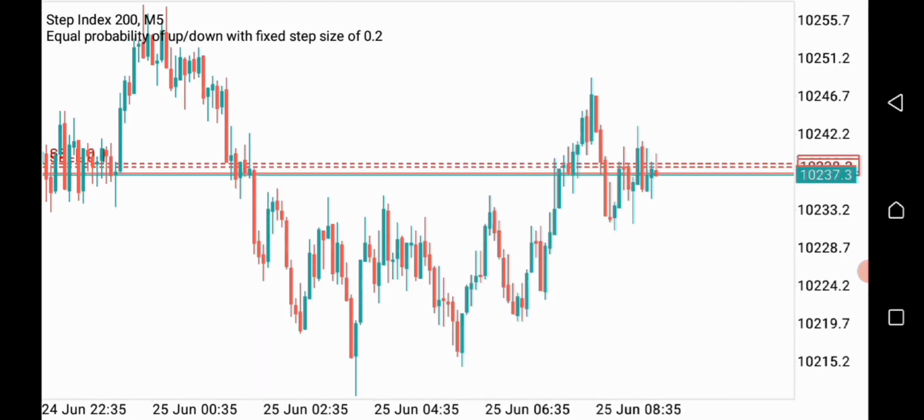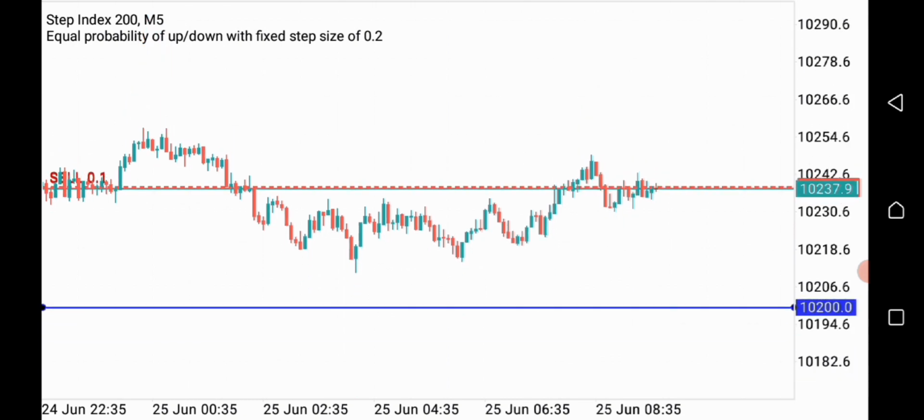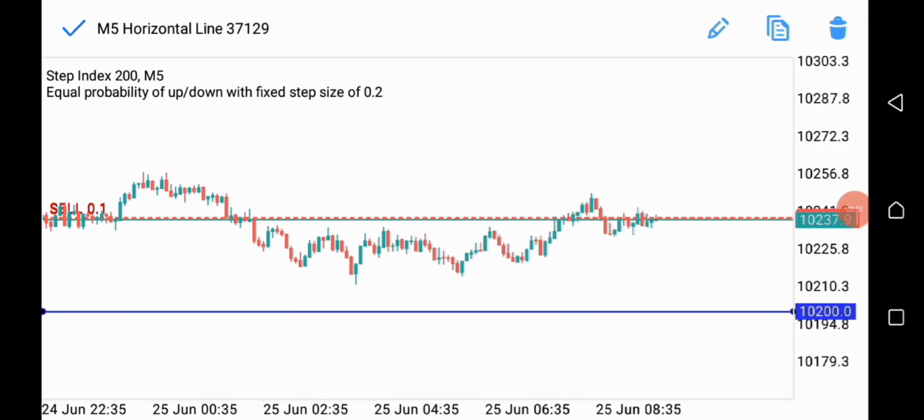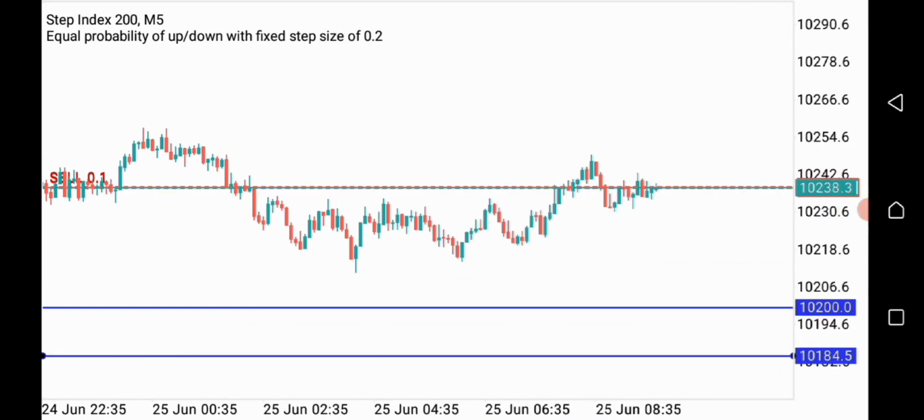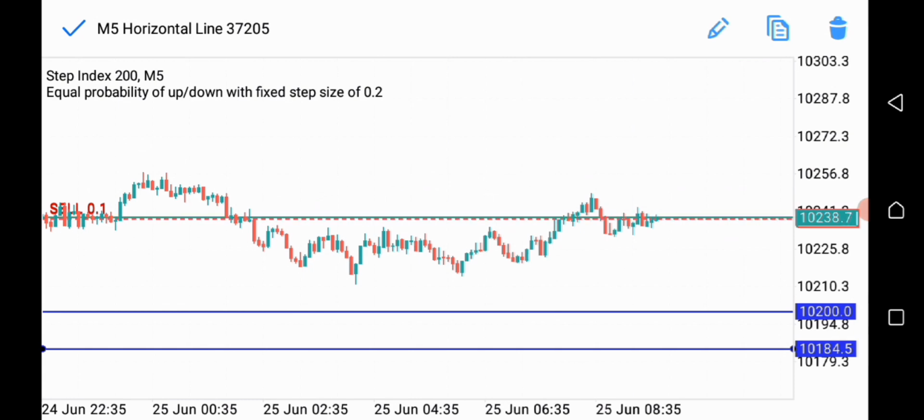Now see where the line is. Do you see it? 10,200, right? The next one will be 10,250, and the next one following the 10,250 will be 10,300, right? You count it in 50s for step index. So let's go ahead and put another line so you can see how the market respects these psychological levels.